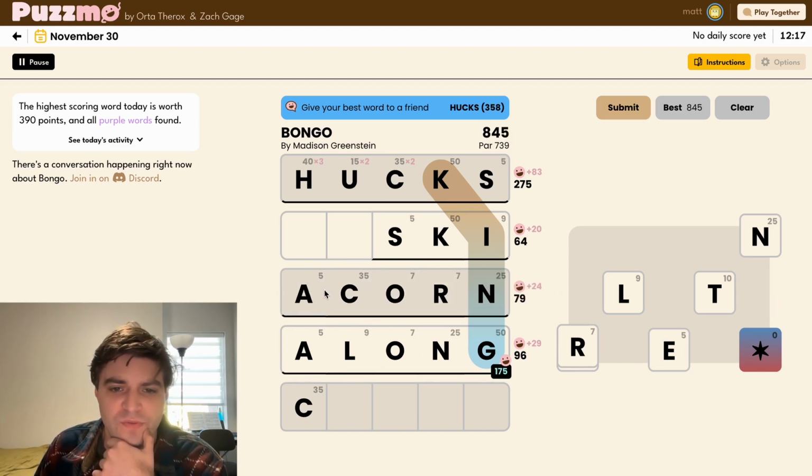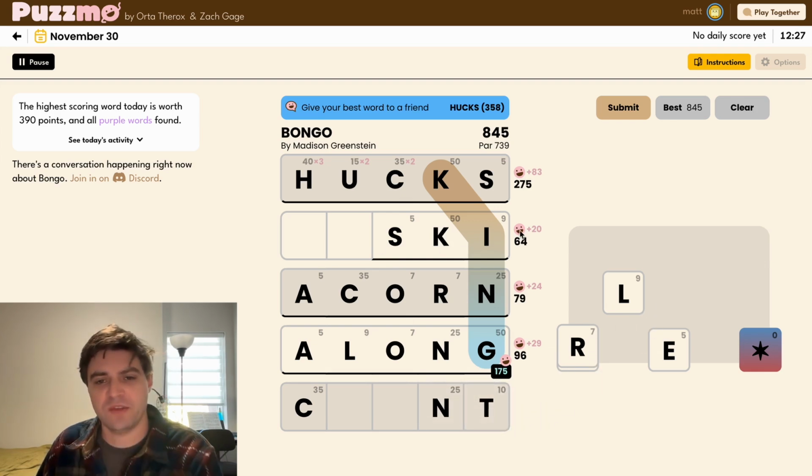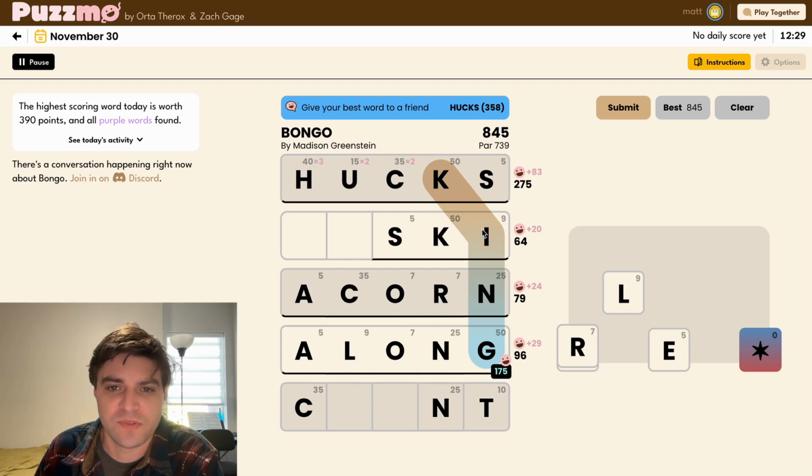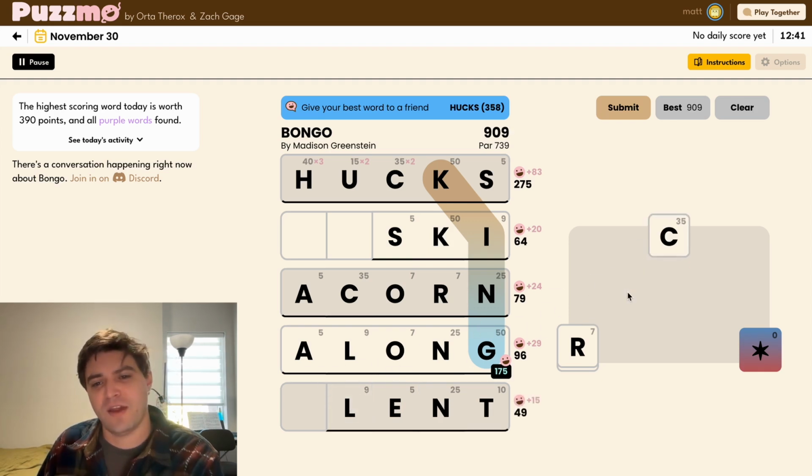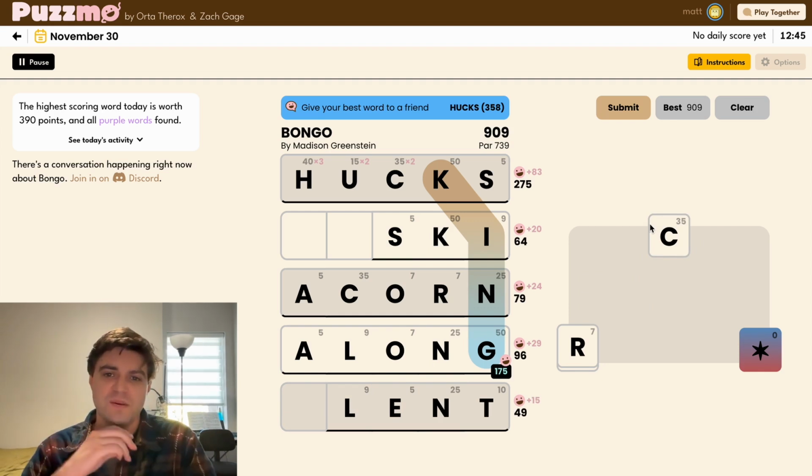Okay. We've got acorn, along, ski, hucks, and king, and then we just need one word down here. And I'd like to use as many of our letters as we can. Maybe we can rearrange later and think about what to do with ski. Ski is a short word, so I'm sure that I'm missing out on something or other. But Lent, now I'm sacrificing the C. 909 points isn't bad.